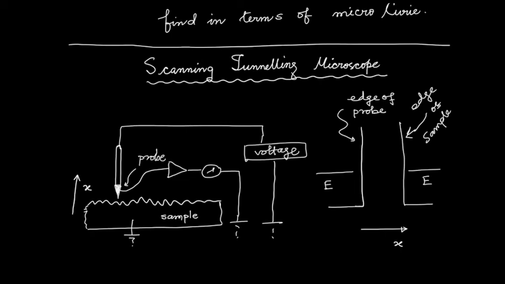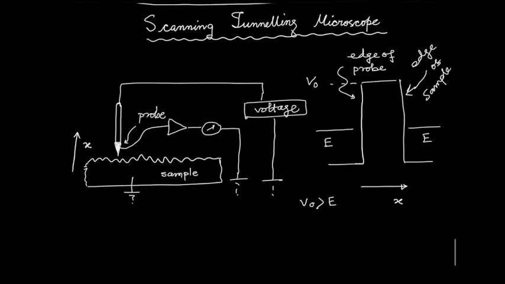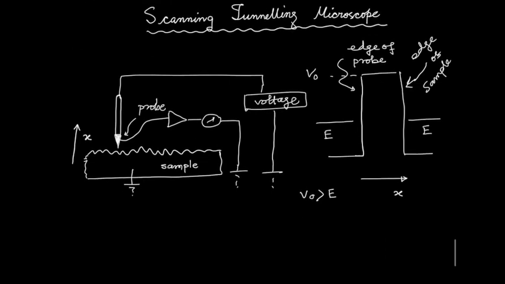But if this gap is very small, this is just like our potential barrier. There will be some potential height of this barrier, which is V0, greater than E, and that's why the electron is not going past the barrier. But if the gap is narrower, we will probably be able to make the electron pass through the barrier. And that is what is done in the scanning tunneling microscope.